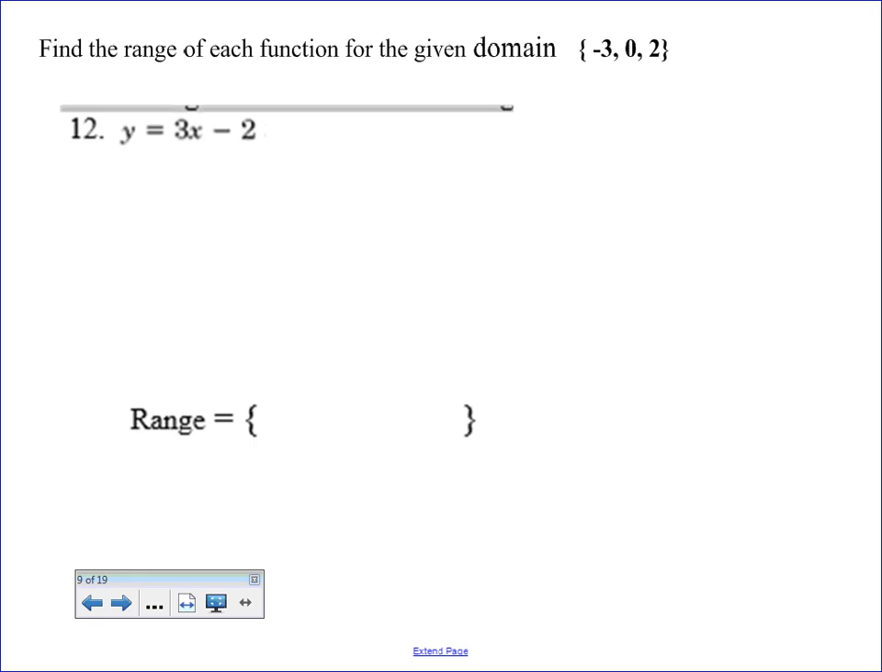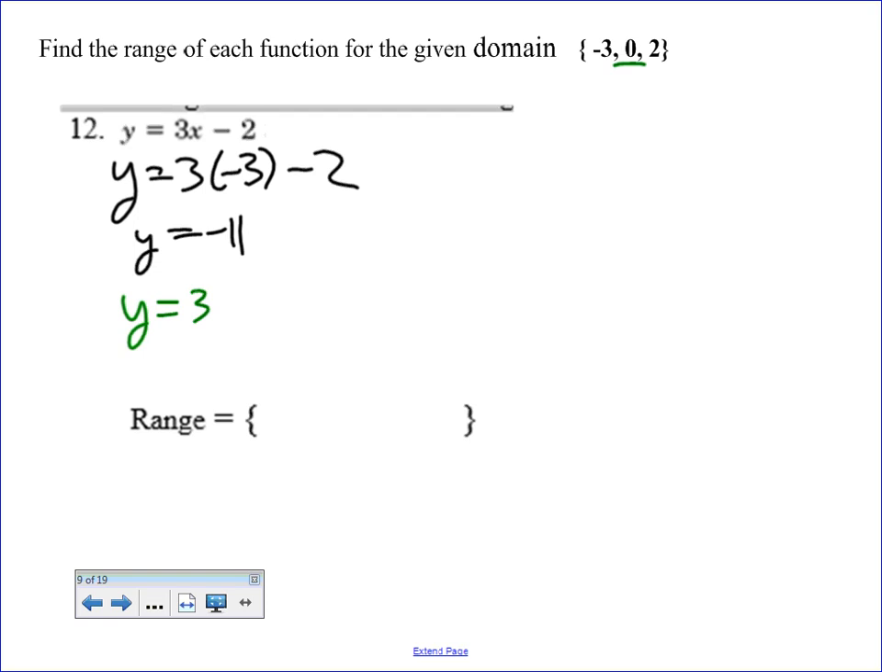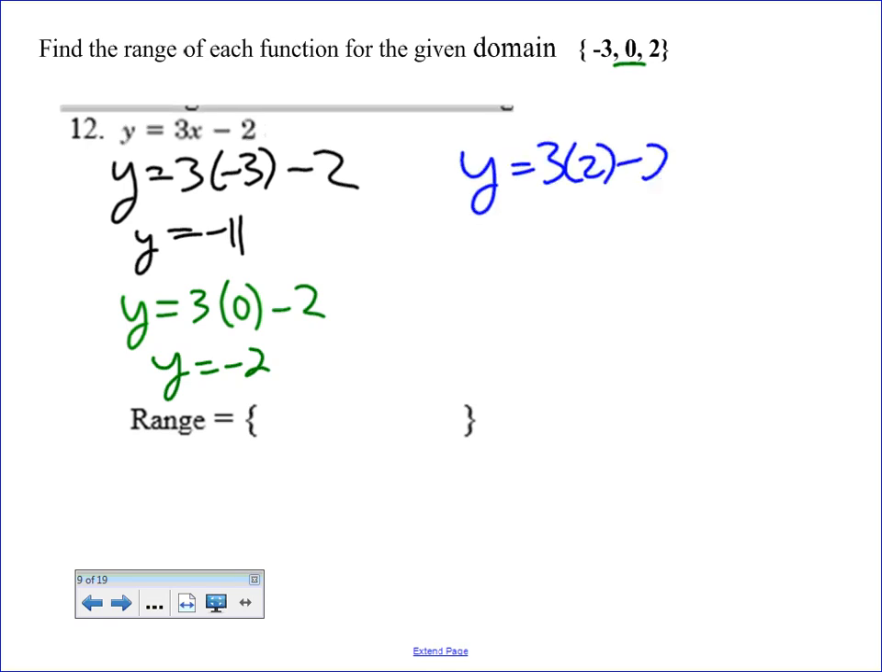So all I'm going to do is it's asking me, hey, what does y equal when I plug in -3 for x? The answer there would be -11. And then it's asking me, okay, how about when you plug in 0 for x? And I would say, okay, y equals -2. And how about when you plug in 2 for x? And I would say, okay, y equals 4. So my range would be -11, -2, 4.